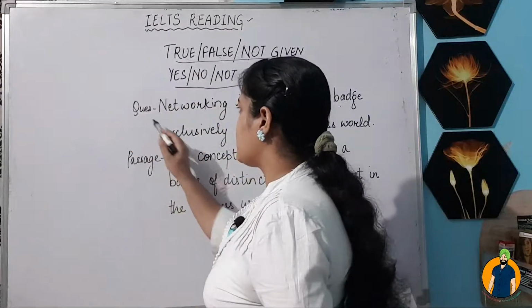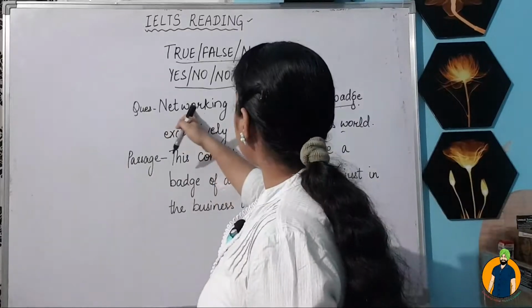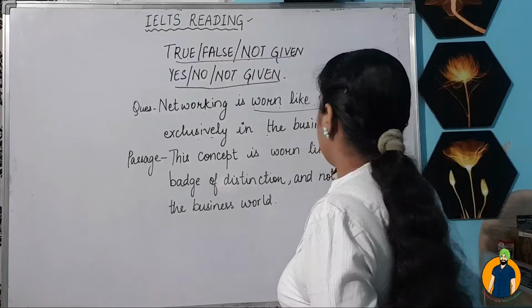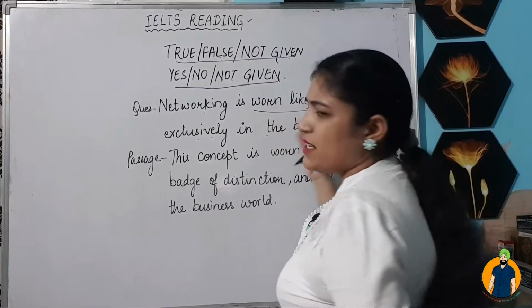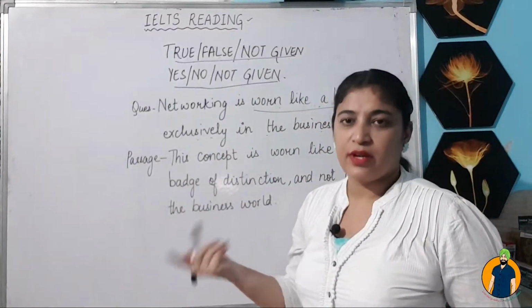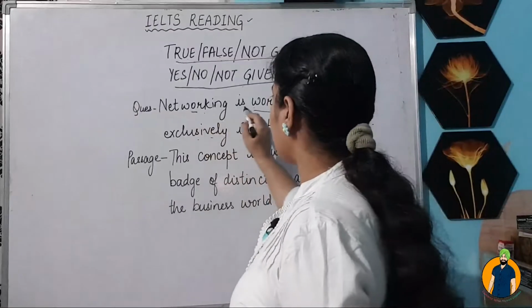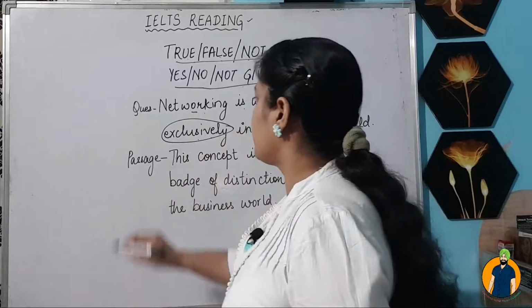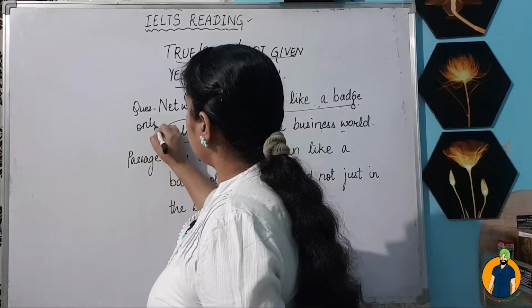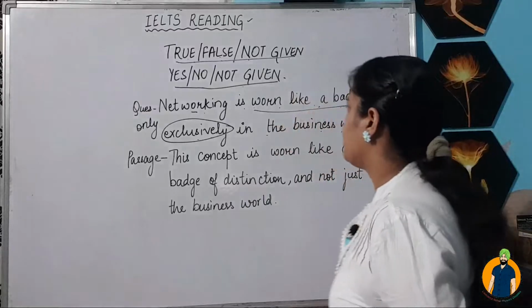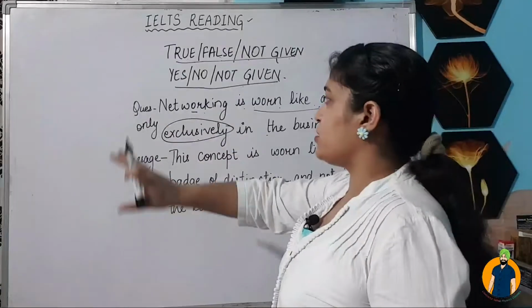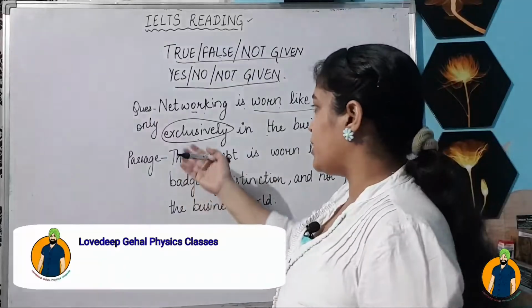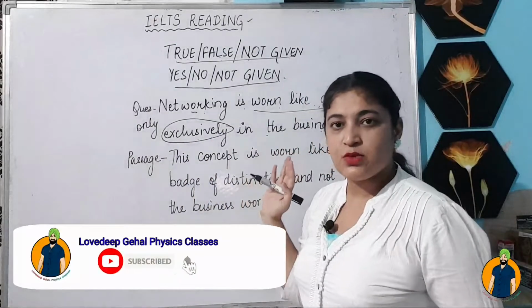First example. The first question is, networking is worn like a badge exclusively in the business world. Worn like a badge means given importance, or given great importance. It means networking is given great importance. Exclusively means only in the business world. So our question means that networking is given great importance only in the business world.